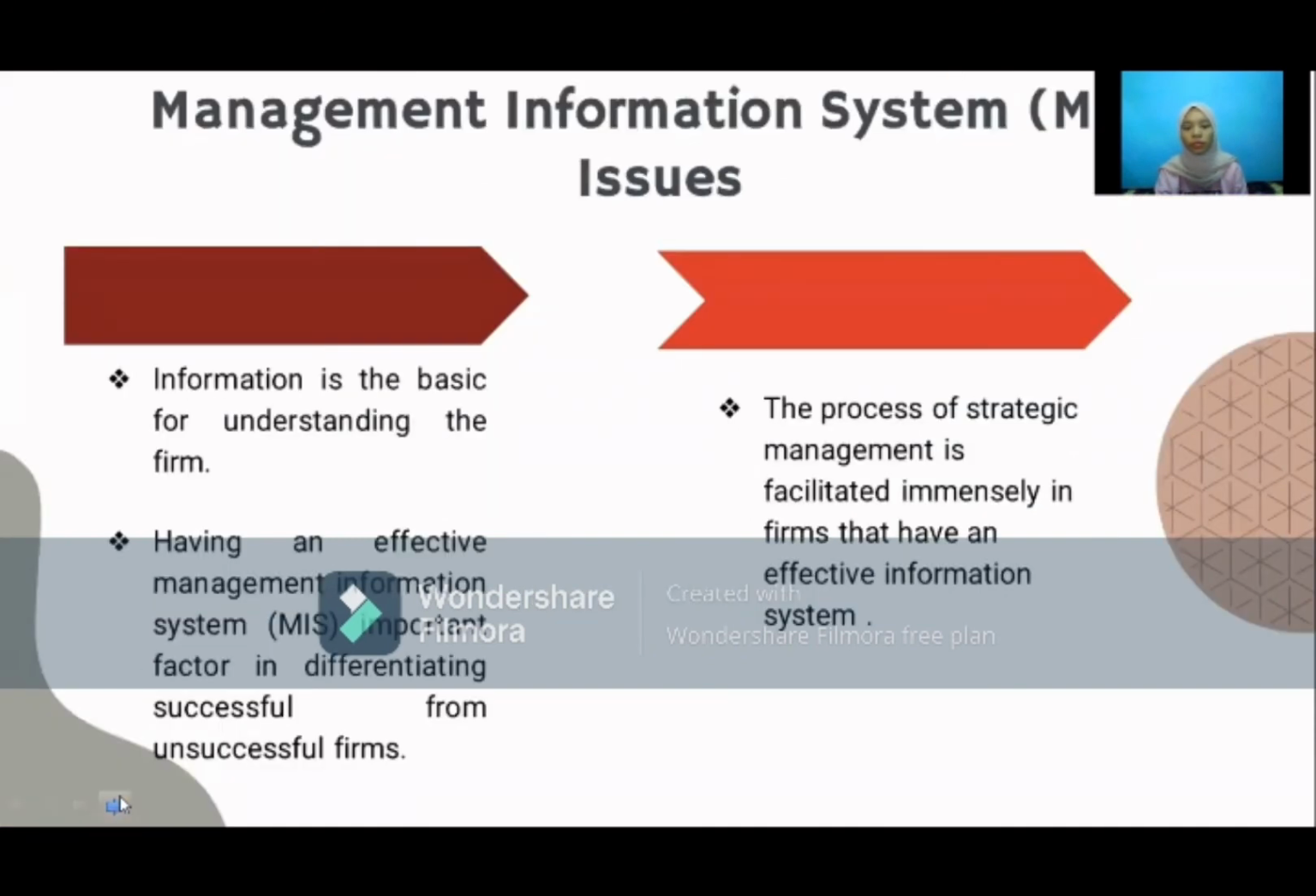Management information system issue. Information is the basis for understanding the firm. Having an effective management information system is an important factor differentiating successful from unsuccessful firms. The process of strategic management is facilitated immensely in firms that have an effective information system.